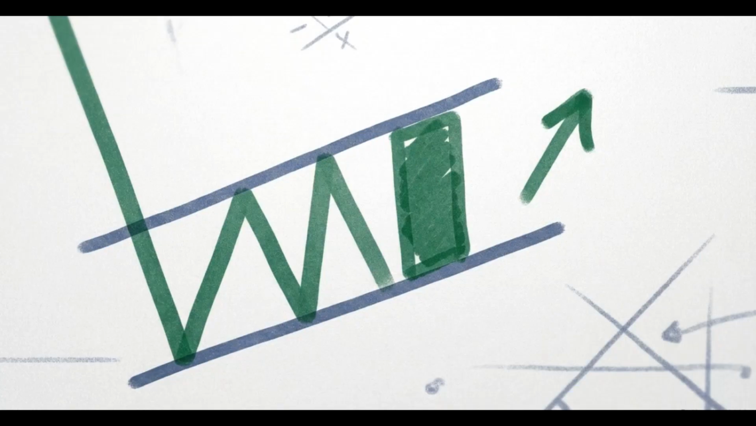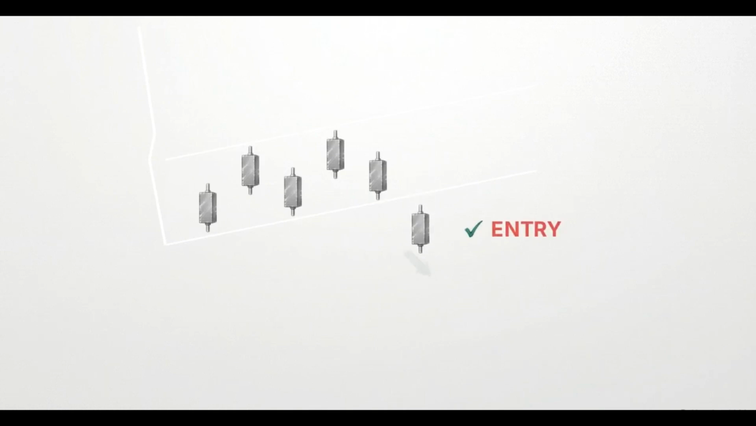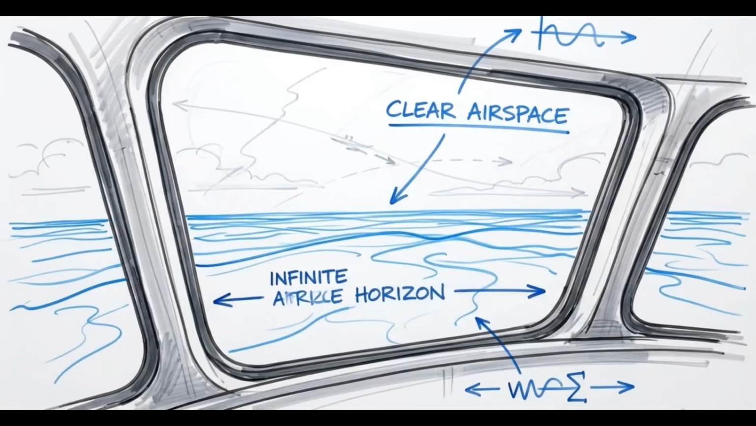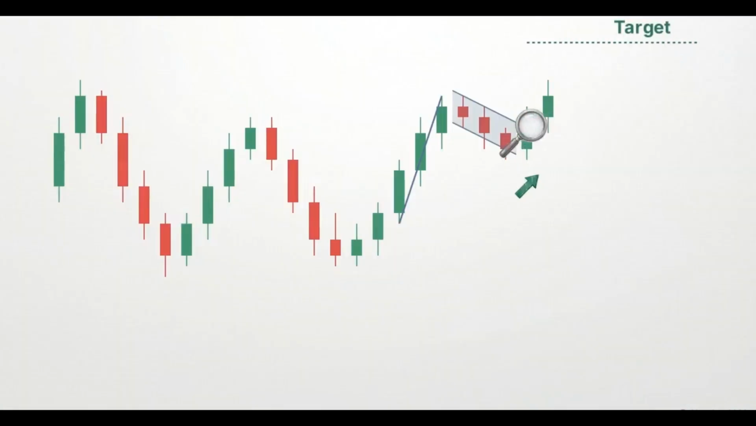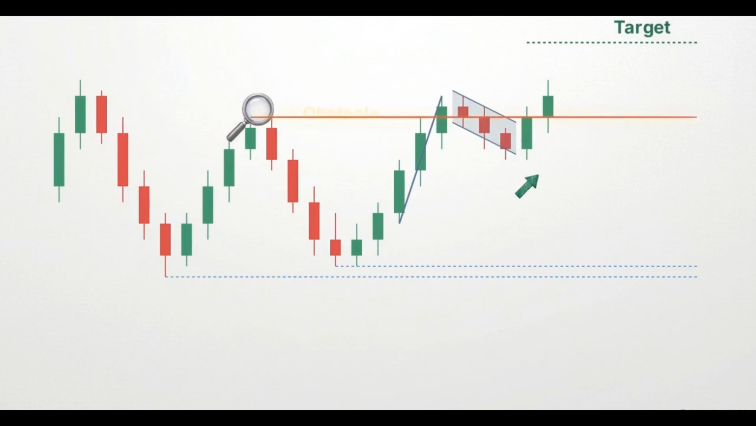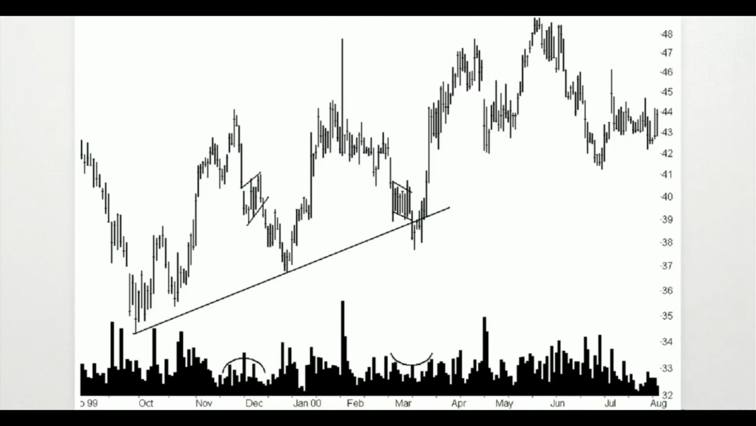Step 4 is execution. The golden rule here is to never anticipate the breakout. You must wait for the daily price to close completely outside the parallel trend lines before taking a position. Before you execute, you need to verify you have clear airspace. Look left on your chart to locate any historical support or resistance zones that might get in the way of your target. On this chart, a clear trendline support zone sits right beneath the flag.